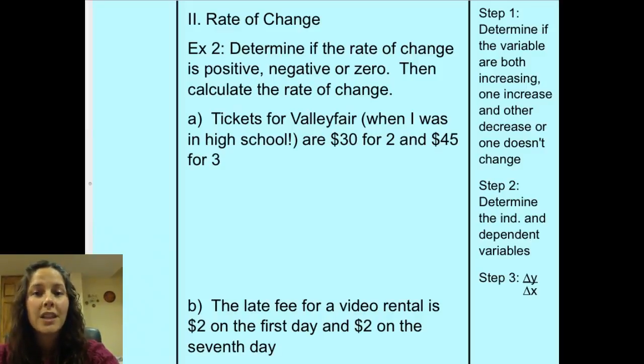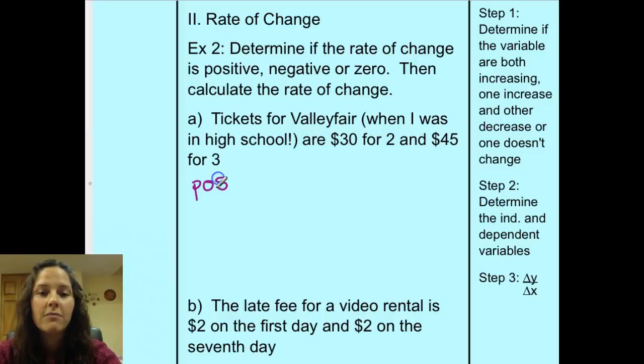So do the values increase together? Does one of them increase while the other decreases? Or does the dependent variable stay the same? So talking about tickets to Valley Fair, the more tickets you buy, the more money it costs. So this would be an example of a positive rate of change.